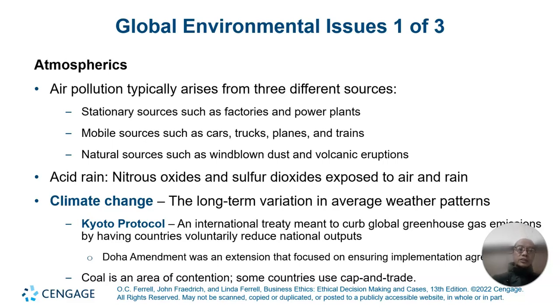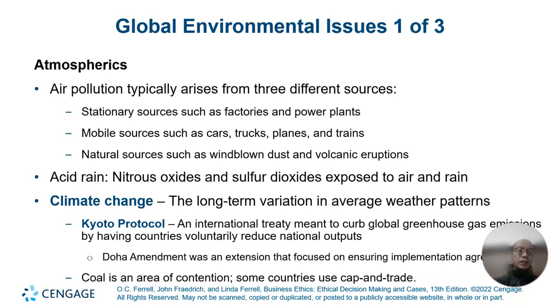And then there are natural sources, which are not man-made, whereas stationary sources and mobile sources are man-made, such as wind-blown dust. When wind blows, it produces dust. And then volcanic eruptions. When there's a volcanic eruption, the smoke and gas goes out into the environment and pollutes it. Those are natural sources. So basically there are three sources of air pollution.